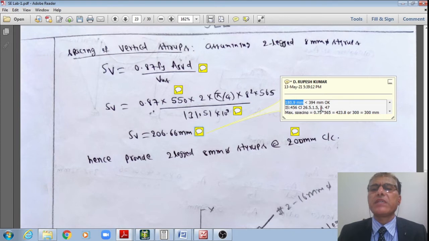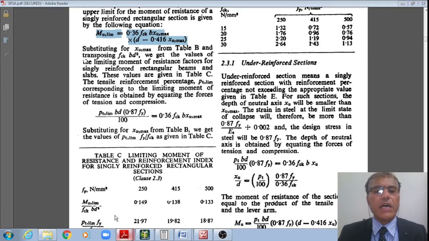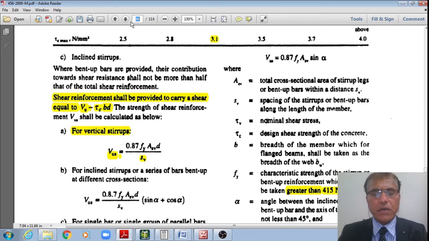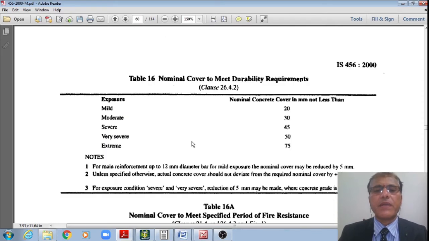26.5.1.5 of page number 47, right, let us revisit that clause, student, right? As per this clause, page number 47 means this is where I am, in page number 47, right?